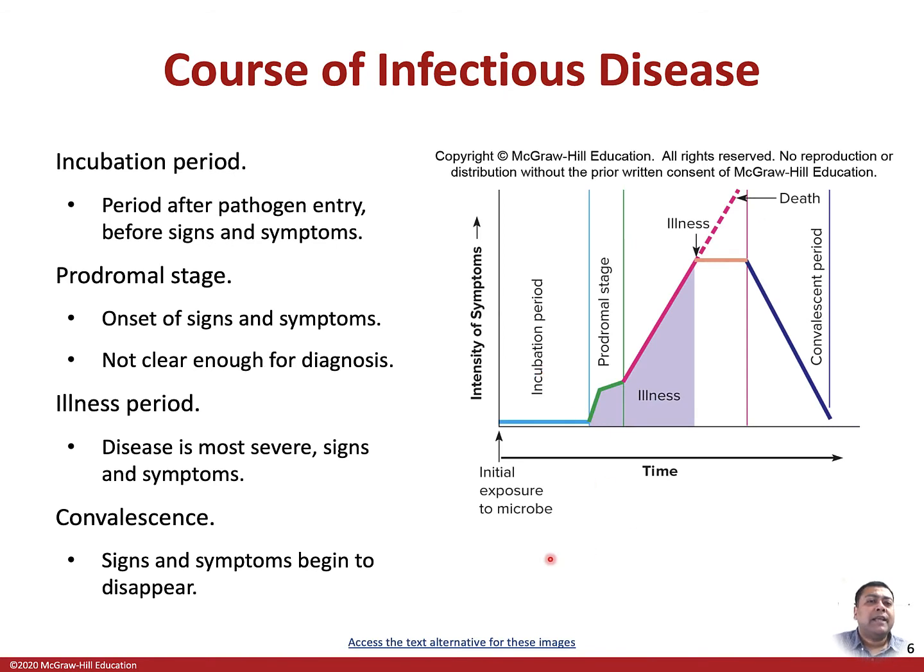So now let's take a look at the course of an infectious disease, and this is a typical curve which shows the infectious disease. First, a host, which is right here, we think about the human being, has initial exposure to the microbe. After that, we have an incubation period, which is the period after the pathogen entry. And this area is completely silent. That means you do not feel anything during the incubation period.